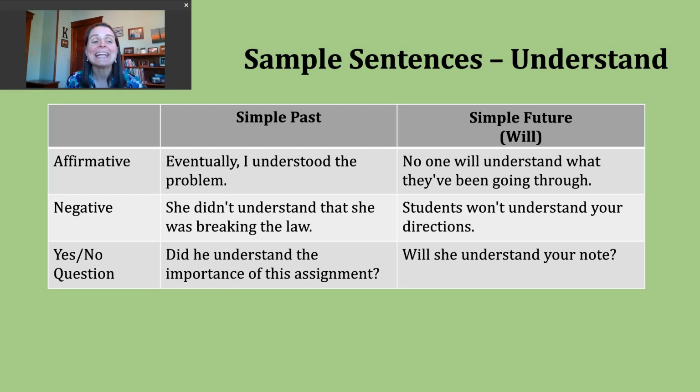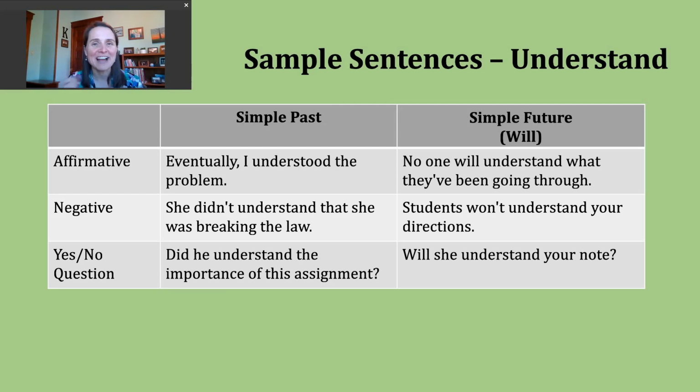Now, let's talk about making negative sentences in the simple future. To do this, we start with our subject, we use will not, and then the base verb. Now, will not can also be combined into a contraction, and that contraction is won't, long O there, okay, W-O-N apostrophe T. I've used that in my example here. Students won't understand your directions.